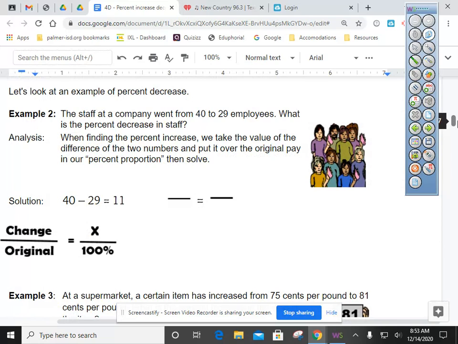All right, now we're going to look at an example of percent decrease. Oh, wait, somebody's trying to get on. Hold on. Mason.